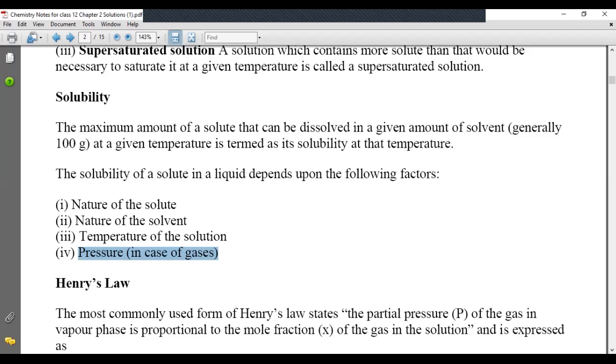So thank you. Next day, we will start the next topic that is highly important for our board examination, that is Henry's law. So be ready for that. And my suggestion is to start doing problems given in NCERT related with solubility and factors affecting solubility of solid and gaseous solutes. Thank you again.